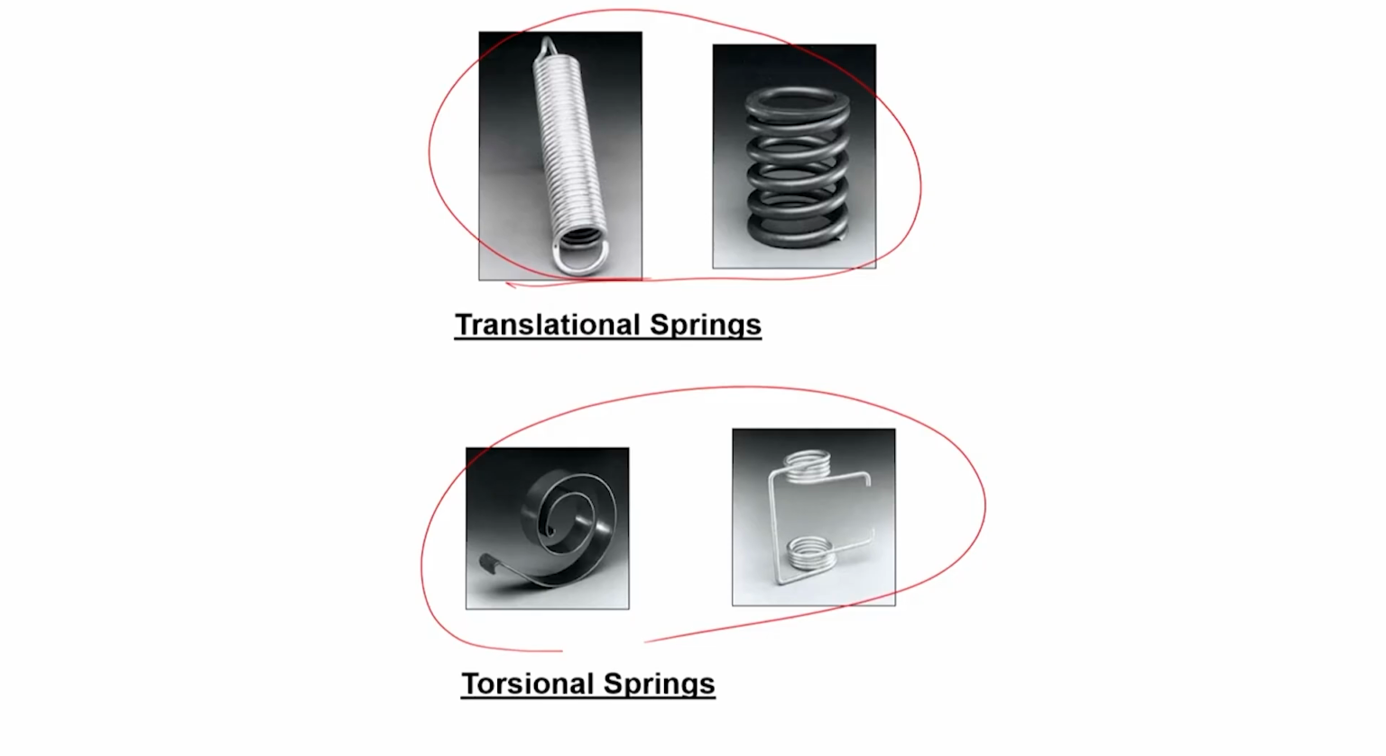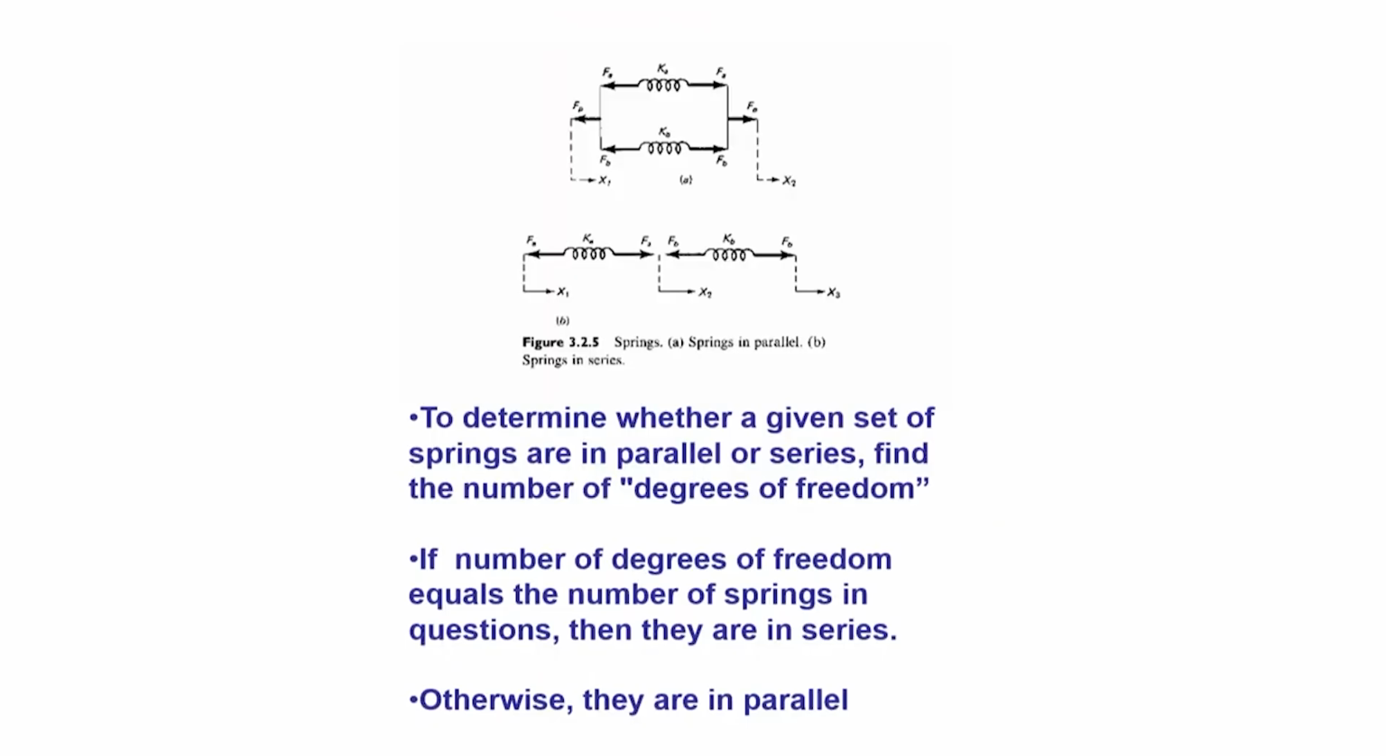Now, many times they are not only used alone, but they are used together. So, there can be a number of springs together. And one way to determine whether a given set of springs is arranged in parallel or in series is to see the number of degrees of freedom. Okay? If the number of degrees of freedom equals the number of springs, then it will be series. If they are not equal, then it will be in parallel. So, accordingly, if there are degrees of freedom, you can arrange the springs.